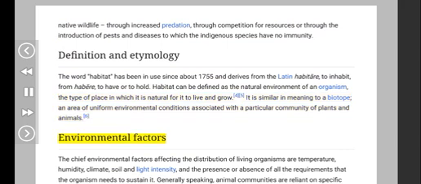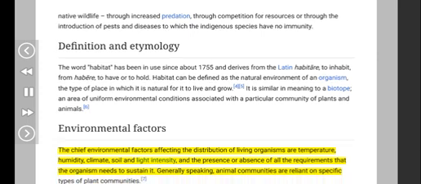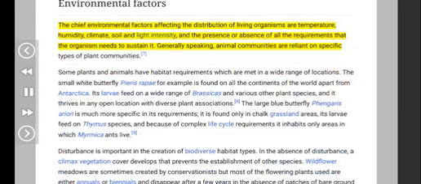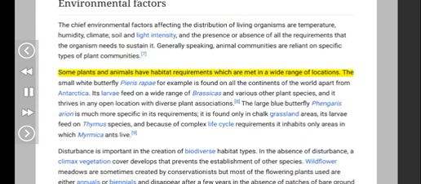Environmental factors. The chief environmental factors affecting the distribution of living organisms are temperature, humidity, climate, soil and light intensity, and the presence or absence of all the requirements that the organism needs to sustain it. Generally speaking, animal communities are reliant on specific types of plant communities. Some plants and animals have habitat requirements which are met in a wide range of locations.